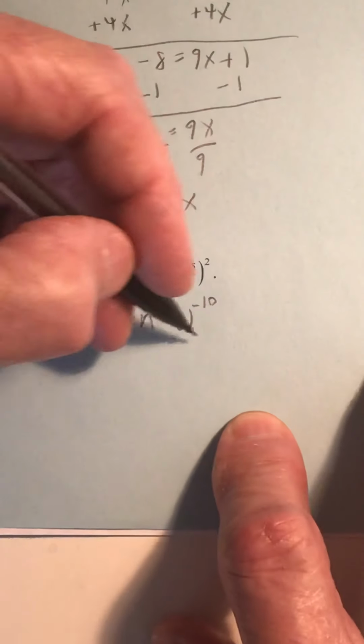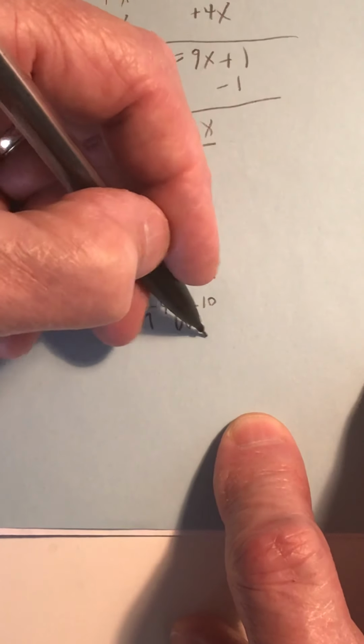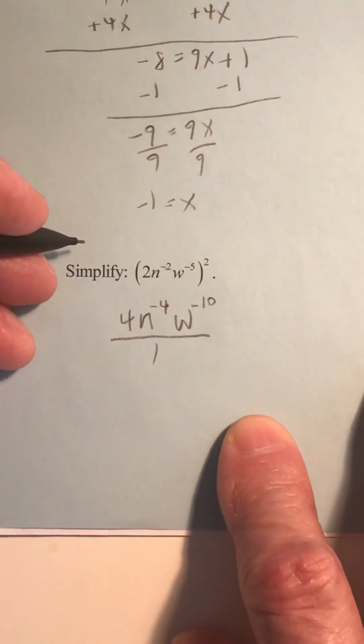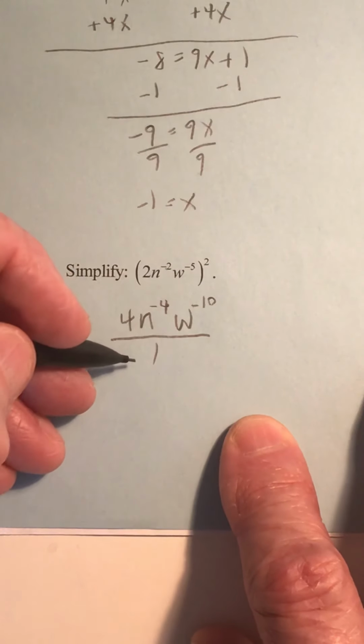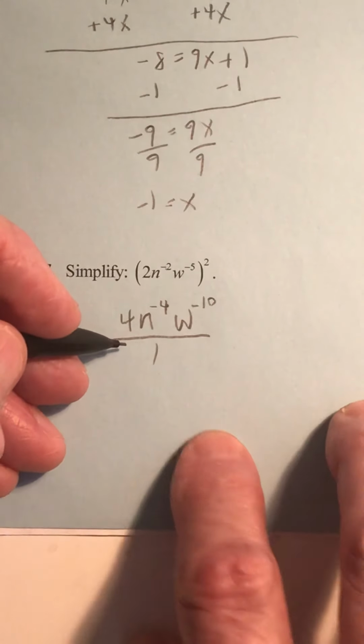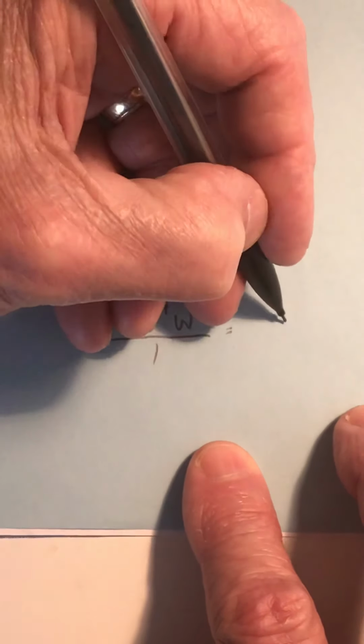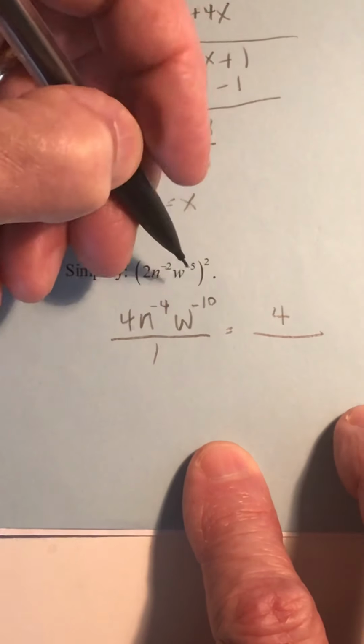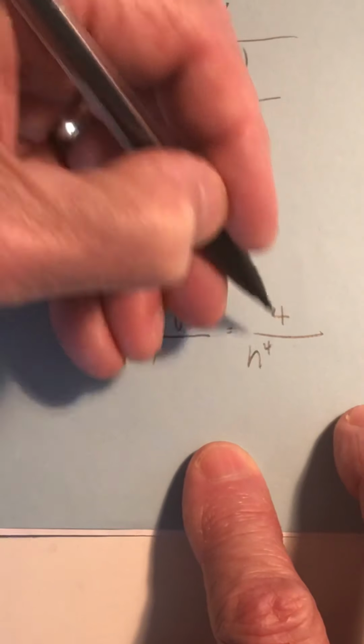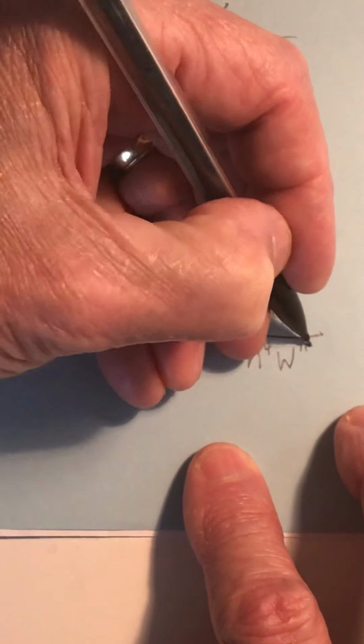So remember, you can just put everything over a 1 and jump stuff across the fraction bar and change the sign of the powers. So this becomes 4 over n to the 4th w to the 10th.